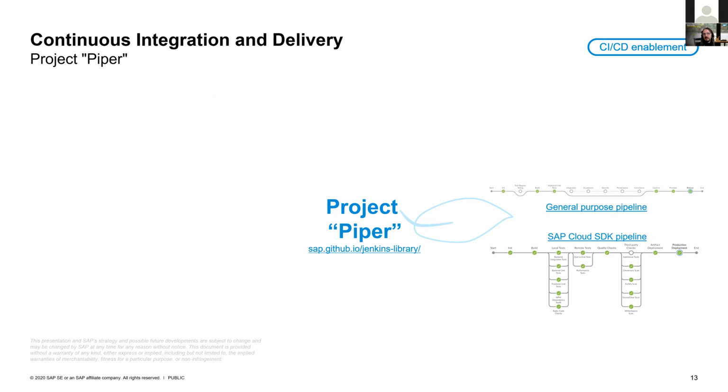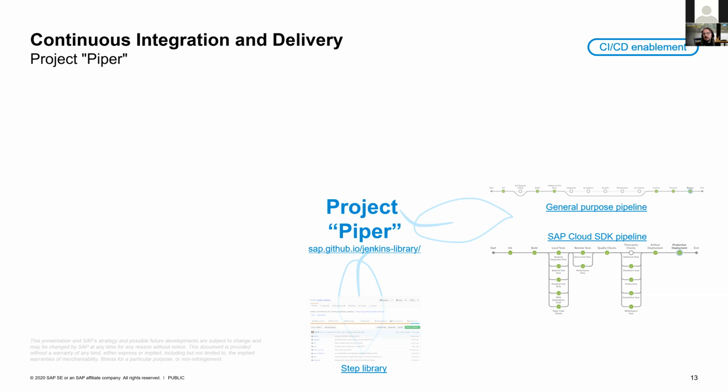But we are also open there. And we are coming up with more and more of those pipeline templates. The idea is that you download them and then run them in your own continuous integration server. That is complemented by the step library, meaning single steps you can use to adapt and extend your pipeline according to your needs.